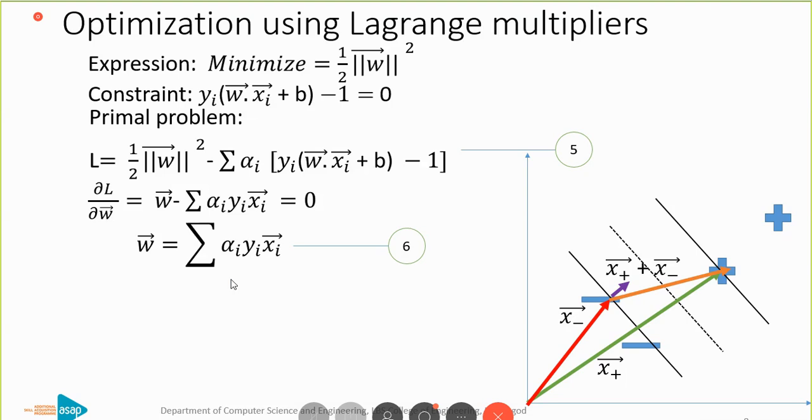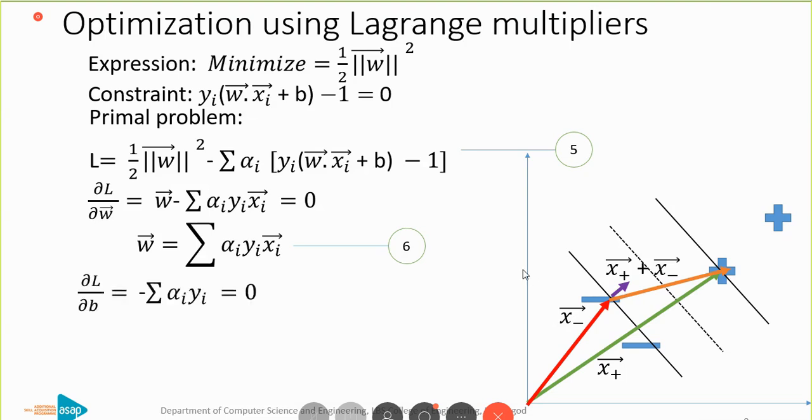So you have done a lot of mathematics here. But what did you get now? W is the linear sum of, I cannot say all samples, because alpha i will be 0 for the samples other than your support vectors. So I'll say W is the linear sum of some samples. For support vectors, alpha i is non-zero, and alpha i is 0 for all other samples.